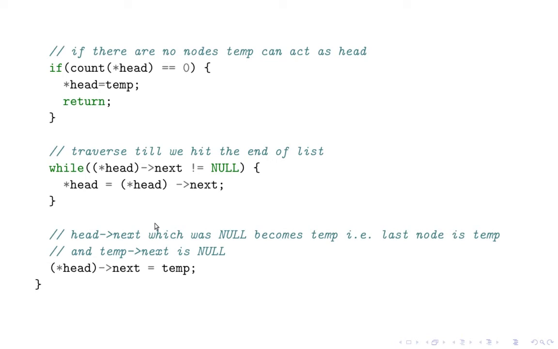Now if you look at the complexity of this function, that is also very simple. It will always have order n complexity. Why? Because if there are n elements, then you have to scan till n elements in this loop, right? Because those many times you have to do head is equal to head next.